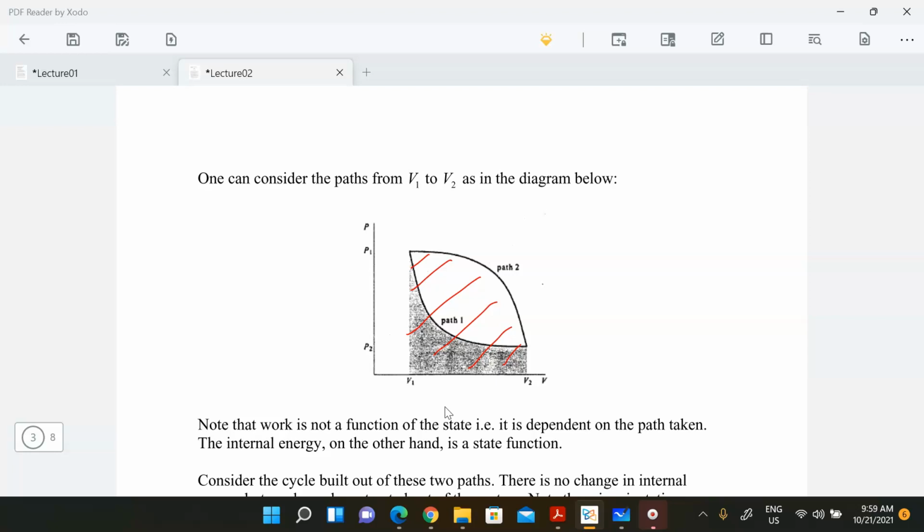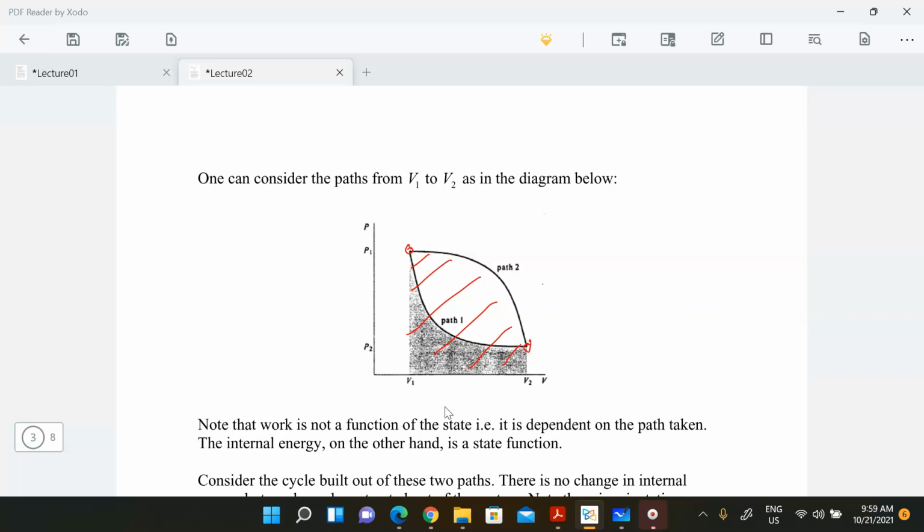So in other words, you'll find that your work is not really a state function because you have different areas, different work done, corresponding to the different paths. Despite that, your two conditions, the initial condition and the final condition, are just the same.